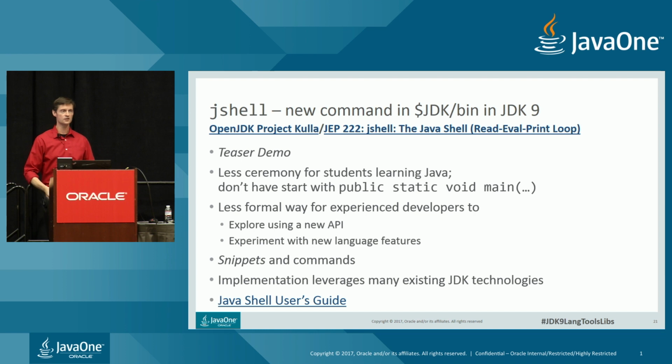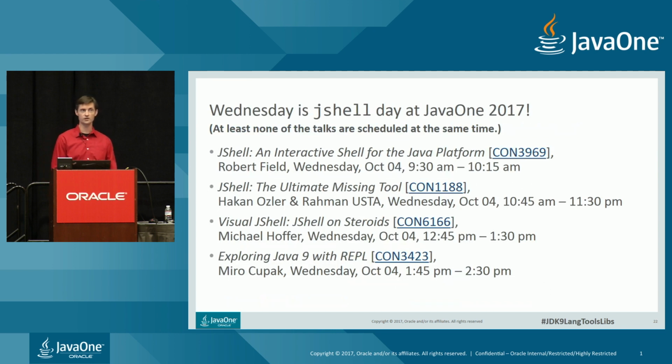There's less ceremony getting started, but JShell is not just for novice programmers. It's helpful for experienced programmers too. If you want to start exploring using a new API, like the new APIs in JDK 9, I found JShell helpful myself in helping to prepare for this and other talks. So JShell has snippets, those expressions, as well as Java commands. The JShell implementation is interesting. It leverages many existing JDK technologies, including the compiler API and the debugger API, and there's a user's guide to help get started. Now, while we might not have Taco Tuesday at Java 1, we do have JShell Wednesday.